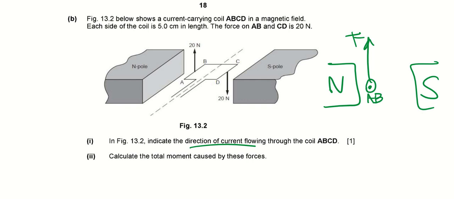Calculate the moment. This one, moment is force times perpendicular distance. 20 Newton here is how much? Each side is 5 cm, so 2.5, right? Caused by these forces, this one will be 20 times 2.5. This one will be 20 times 2.5. So you add up the moments of each force. You still must use the perpendicular distance to the pivot. Okay?